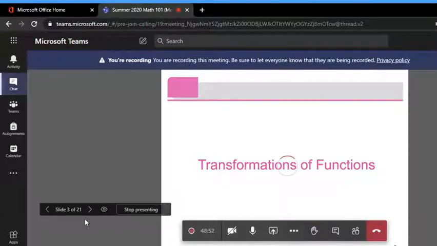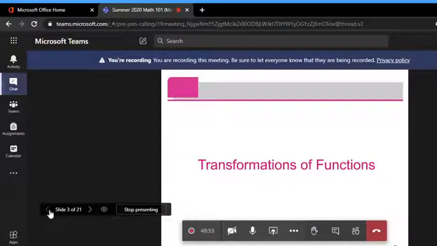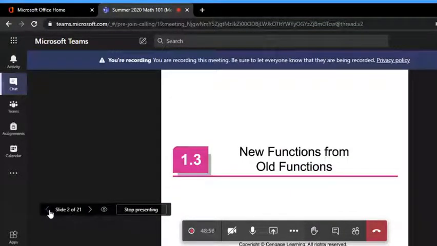Okay, so this section is about transformations of new functions from old functions. What does it mean? So far, we talked about the essential functions. For example, y is equal to x, x squared, x cubed, and polynomials, and power functions, and exponential functions, logarithmic functions, etc. So these are the essential functions we discussed.